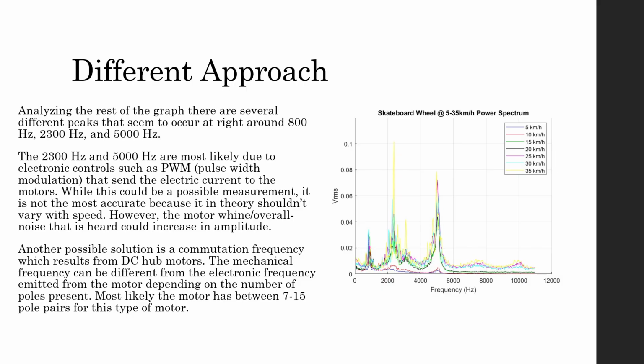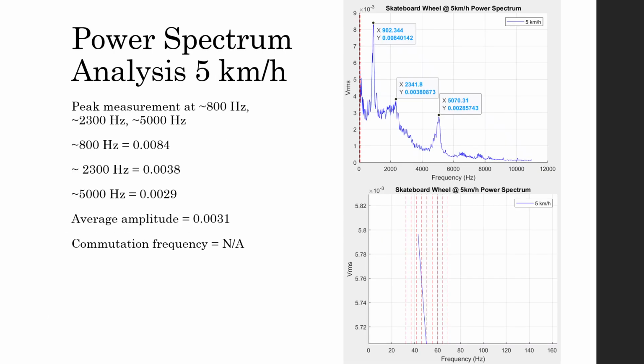It is also possible that a commutation frequency could be seen, especially at the lower frequencies, which ends up being a multiplier of the original mechanical frequency with the amount of pole pairs present. Basically, those are the magnetic pairs that are having electricity sent to them on the motor of the skateboard. So going through each of the different speeds one by one, you measured the 800 hertz, the 2300 hertz, and the 5000 hertz, as well as the average amplitude, and also the commutation frequency if it was available, and the different possible pole combinations as well.